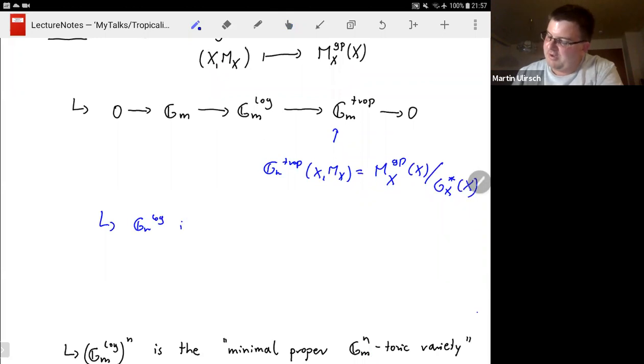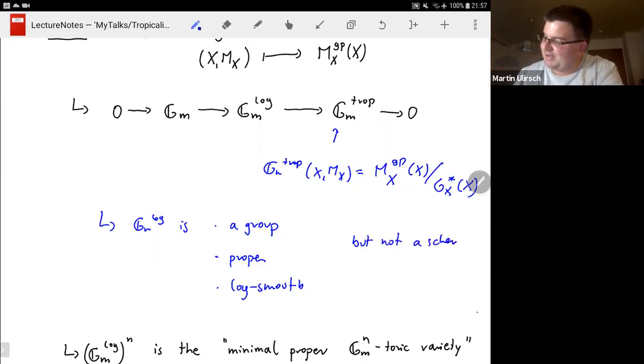This G_m log is a lot of things. For example, it is a group by definition. It is proper in a suitable sense. And it is also log smooth. So it has all the things that you want, but unfortunately it is not a scheme. It is not represented by a scheme with a logarithmic structure.